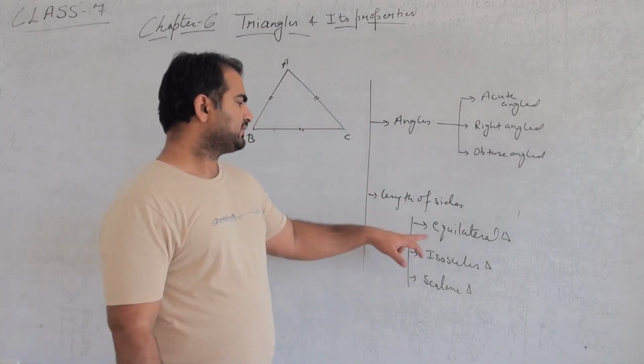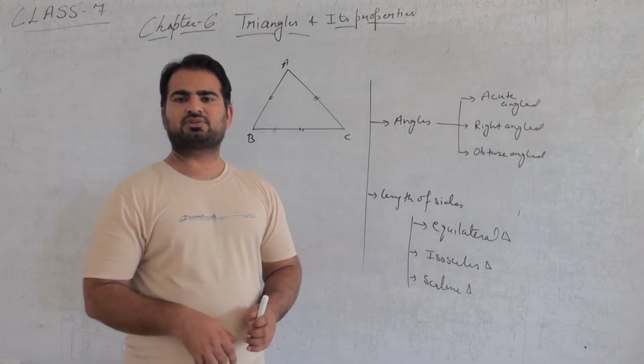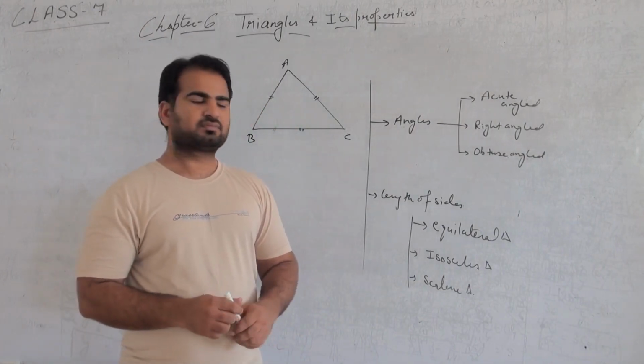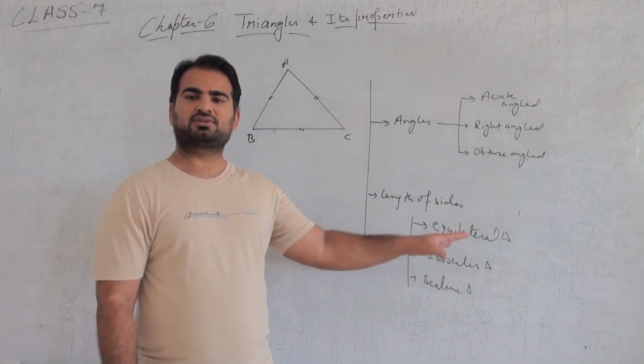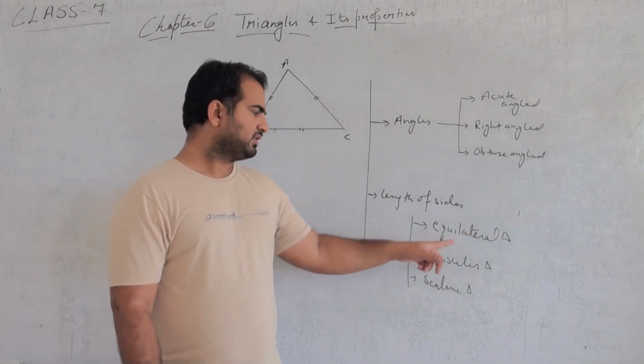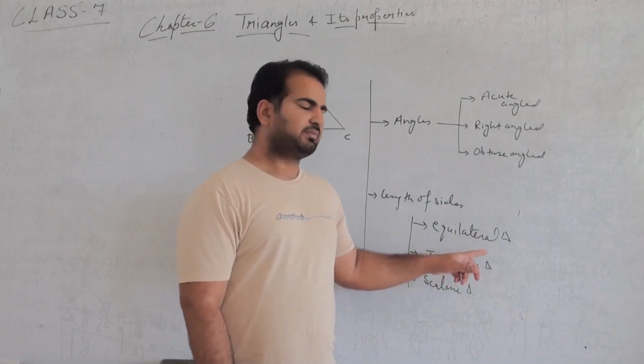Okay, length of sides. What is an equilateral triangle? An equilateral triangle is a triangle in which all the angles are the same, 60 degrees, and the length of the sides is also the same. The main property is all the sides are the same and all the angles are the same.